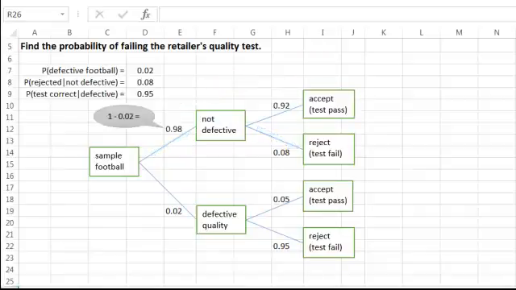In this problem, it's pretty easy to calculate probabilities for the other branches, since each event has only two outcomes. If we know the probability of a defect, the probability of being not defective is 100% minus the defect probability. Be sure that every branch has a probability.